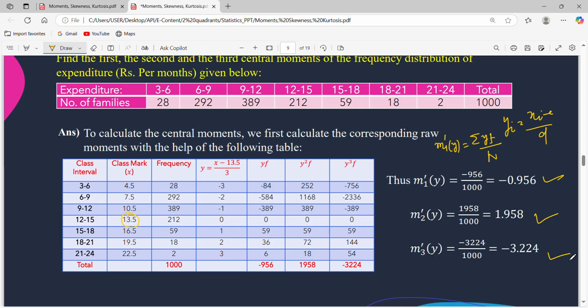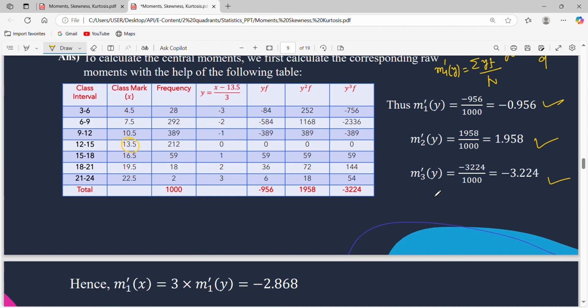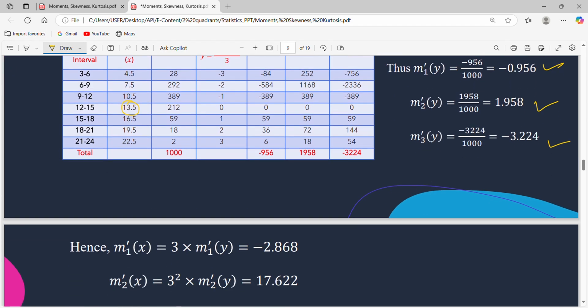This is not the end. What we got is the raw moment with respect to y. Next we have to transform in terms of x by using the change of scale property. So here m1 dash equal to 3 into m1 dash y, because this is b into m1 dash y. So what is the value of b? The value of b is 3. So here 3 into m1 dash y, this one.